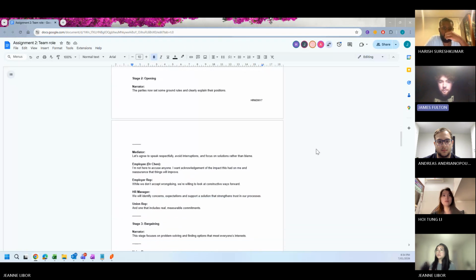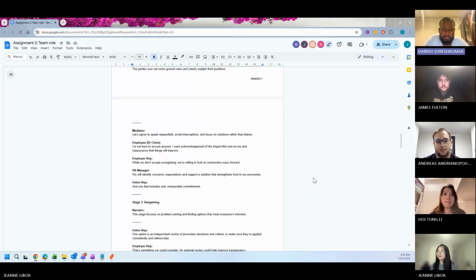The parties now set some ground rules and clearly explain their positions. Let's agree to speak respectfully, avoid interruptions, and focus on solutions rather than blame. I'm not here to accuse anyone. I want acknowledgement of the impact this has had on me and reassurance that things will improve. While we don't accept wrongdoing, we're willing to look at constructive ways forward. We will identify concerns, expectations, and support a solution that strengthens trust in our processes. And one that includes real measurable commitments.